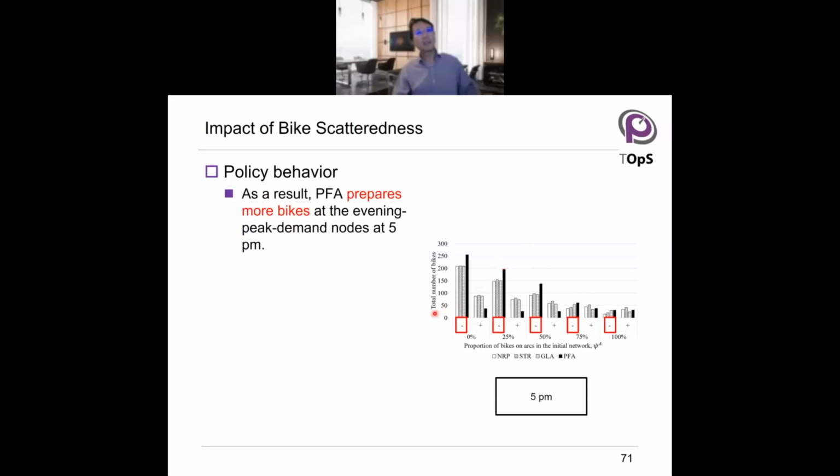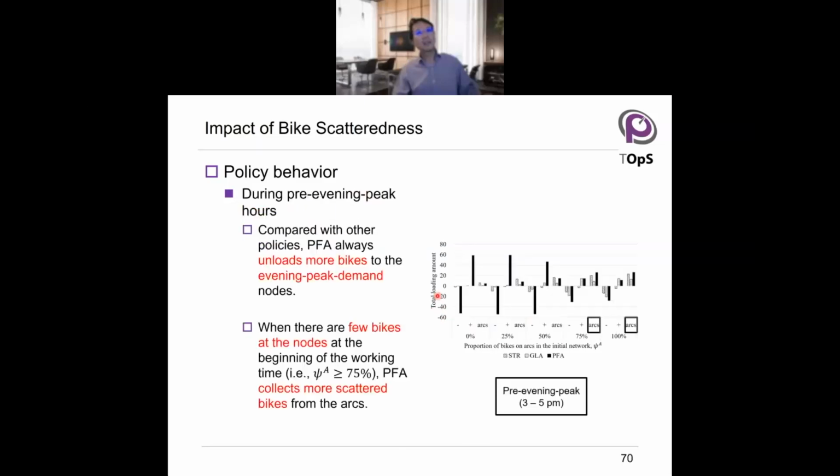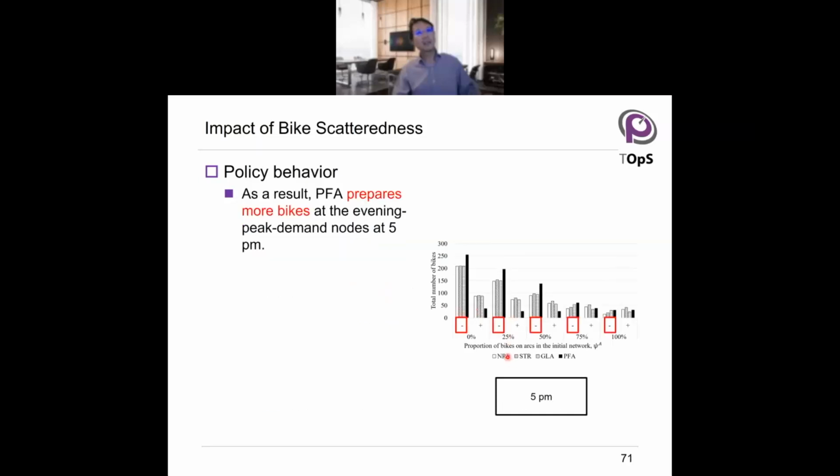Okay, and this is the total number of bikes. Sorry, let me go back one. So this is the total bike amount, the loading and unloading amount. And this slide is to say at 5 p.m., basically, during the afternoon, we prepare for that. And at 5 p.m., at the beginning of the evening peak hours, we see that the PFA has more bikes ready at the demand node than the other policies.